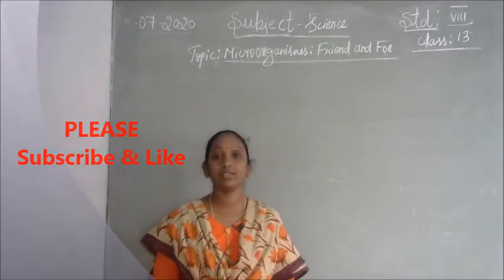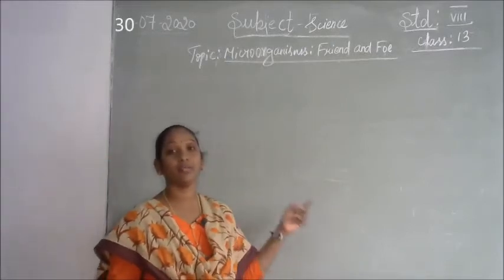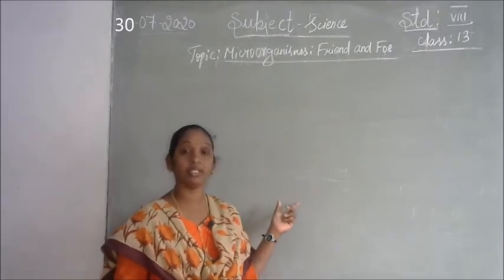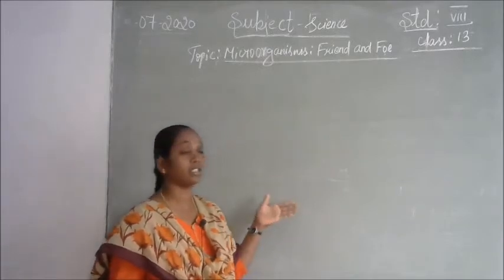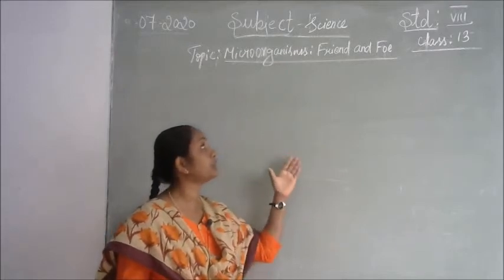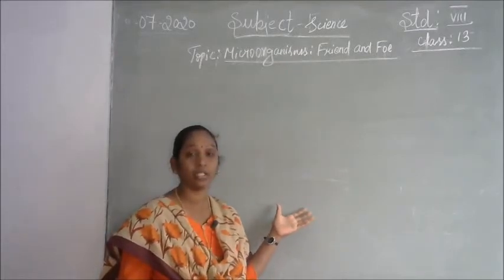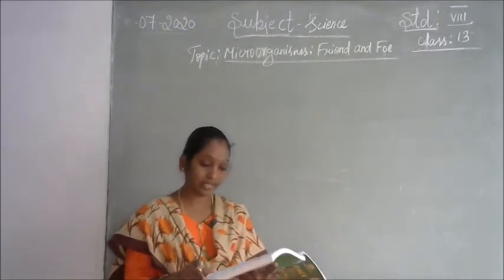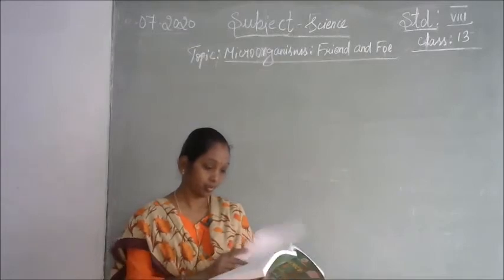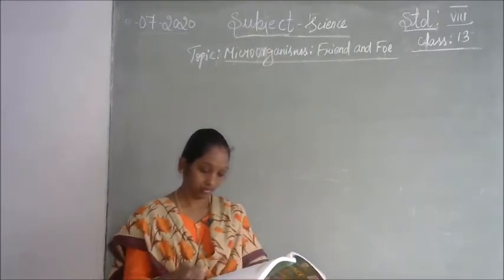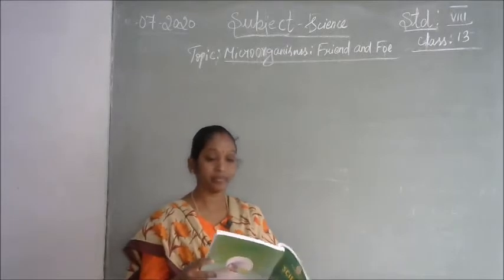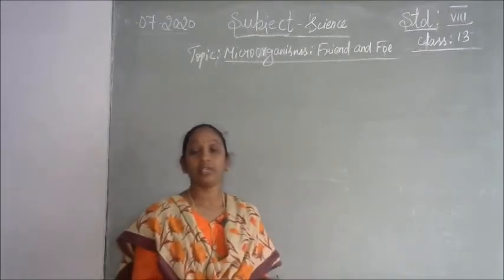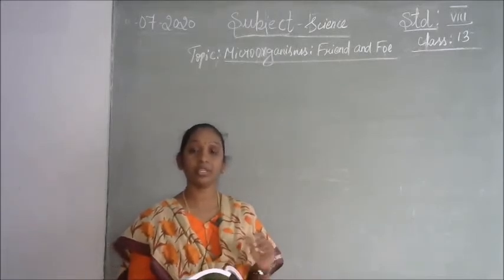In the previous class, we discussed the microorganisms in vaccines and harmful microorganisms. What are the diseases caused by microorganisms? That we discussed. In this class, we continue this lesson from page number 21. Vaccines we finished. The related topic, page number 25, food poisoning. So we discuss the diseases caused by microorganisms.